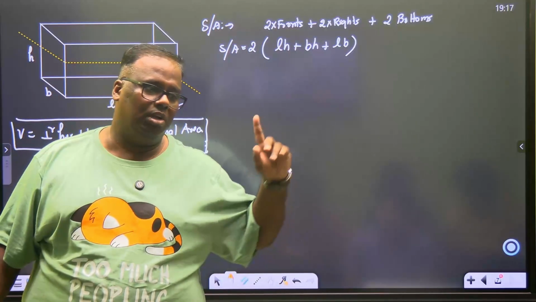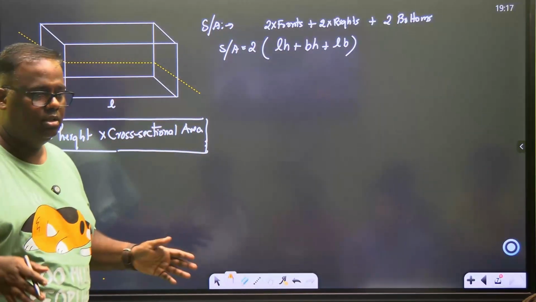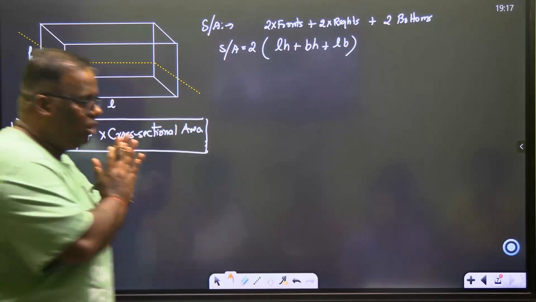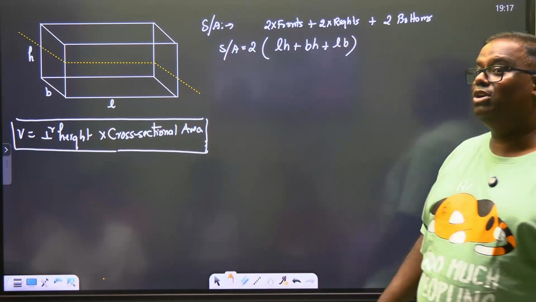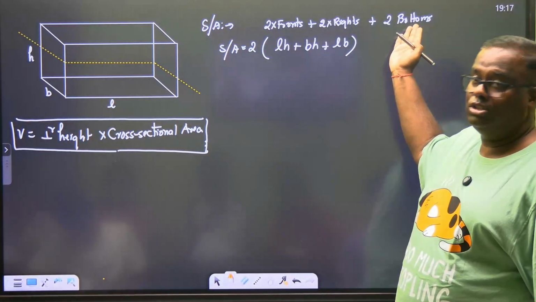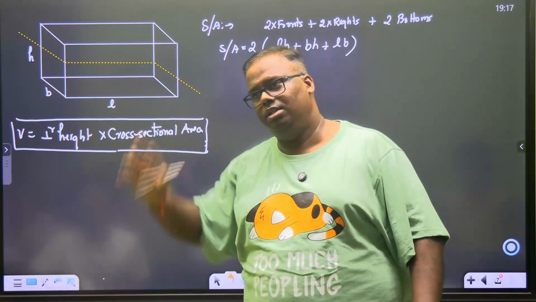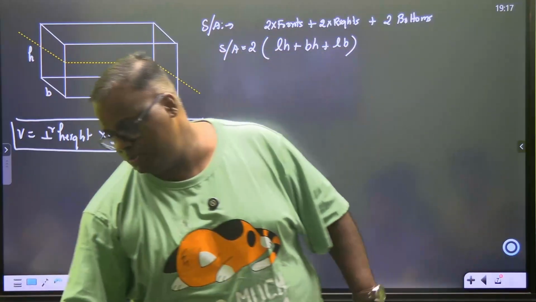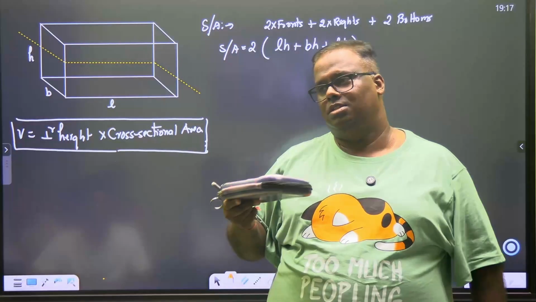When we talk about lateral surface area, it is just like a devotee going around the temple like this. So that is your lateral surface area. So what all are you encountering? Not 2 bottoms. You are encountering 2 rights and 2 fronts. Clear? That is called the lateral surface area. So if this is my cuboid, the lateral surface area is this. Understood?